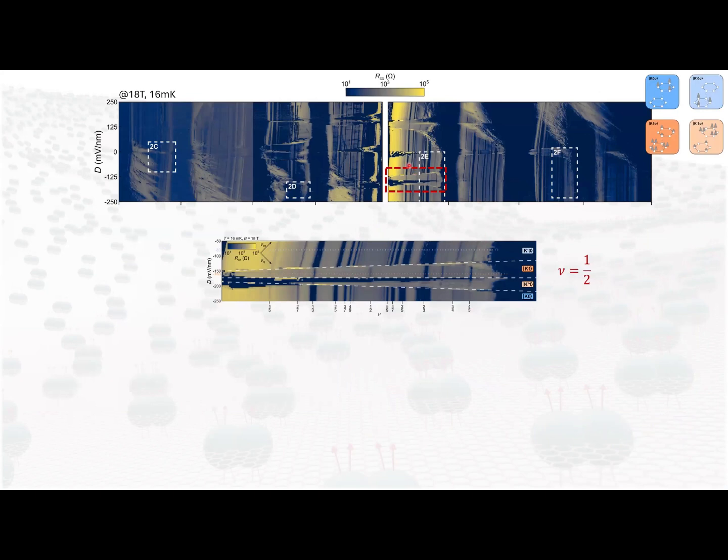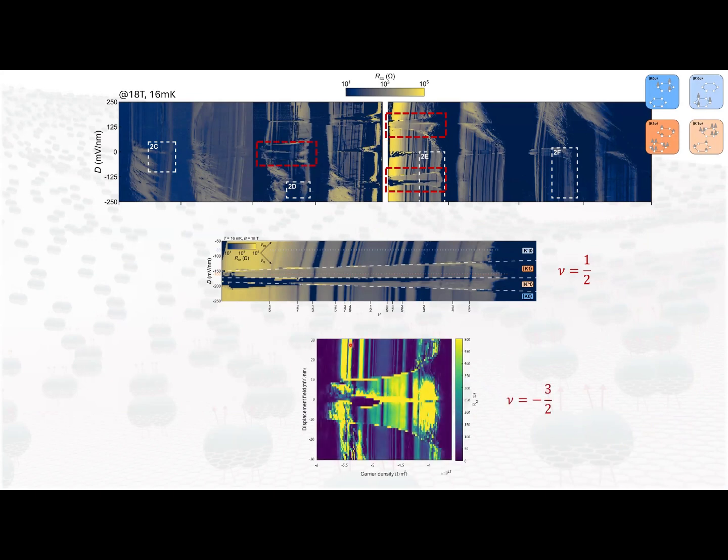So up to now, I described the half state. You can see here also the half state at the upper displacement field. You can zoom into the 3/2 state, and you can see the 3/2 is also forming.